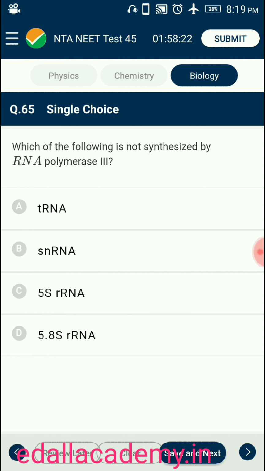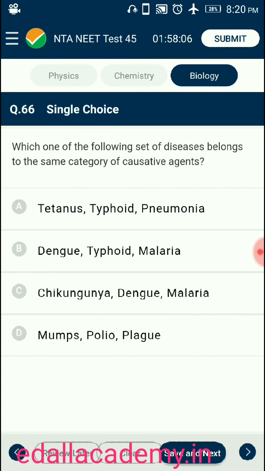RNA polymerase 3 synthesizes transfer RNA, 5S ribosomal RNA and snRNA. So the answer for this question is option D, 5.8S ribosomal RNA.